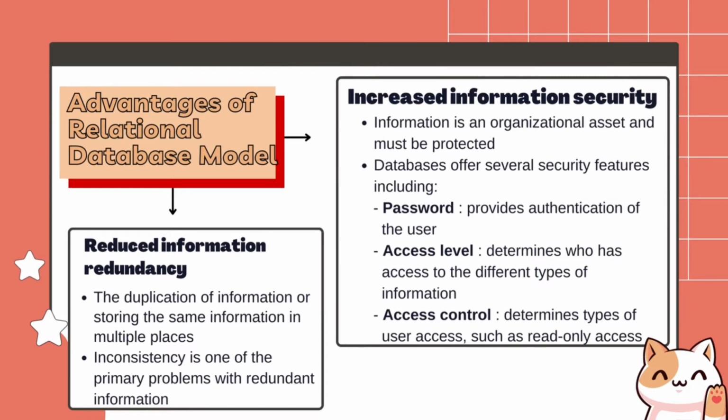Fourth, it increases information security. Information is an organizational asset and must be protected. A database offers several security features. First, password, which provides authentication of the user. Second, access level, which determines who has access to the different types of information. And lastly, access control, which determines types of user access such as read-only access.